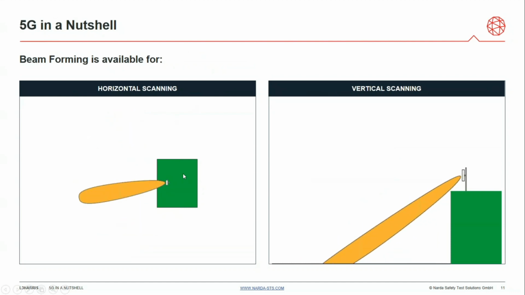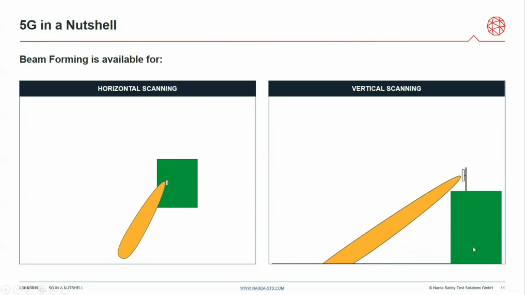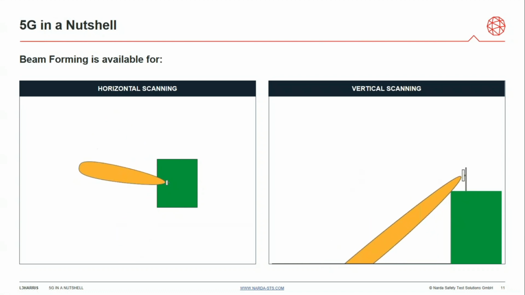So there are two different beamformings which we need to keep in mind. There's a horizontal scanning, so we're looking now from the top on the tower, on the rooftop, and we have the vertical scanning. So we're looking on the building on the right hand. Excuse me. And you see that there is also the vertical scanning component. So we have beamforming in two directions and in two dimensions.